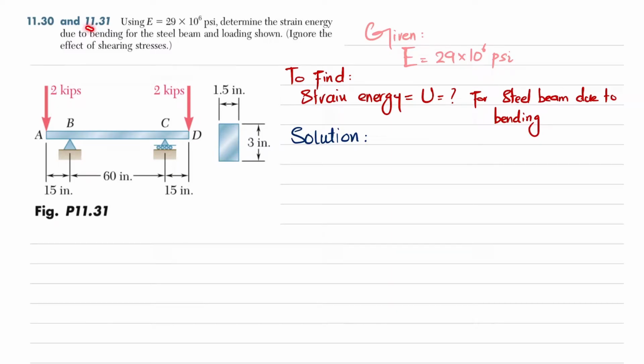Welcome back. Problem 11.31. The statement is: using E equal to 29 into 10 to the power 6 psi, determine the strain energy due to bending for the steel beam and loading shown. Ignore the effect of shearing stress.